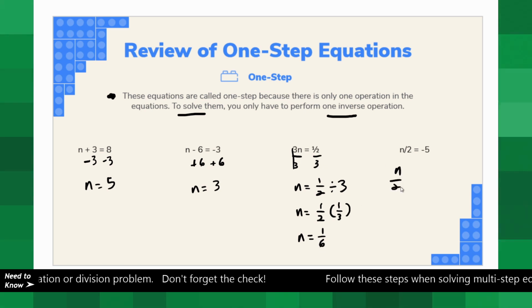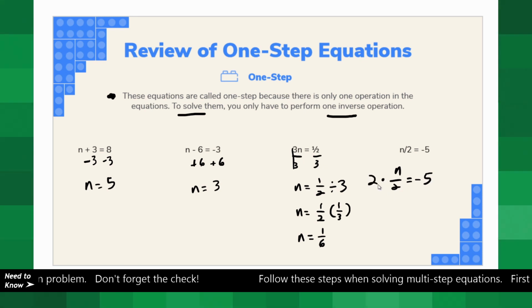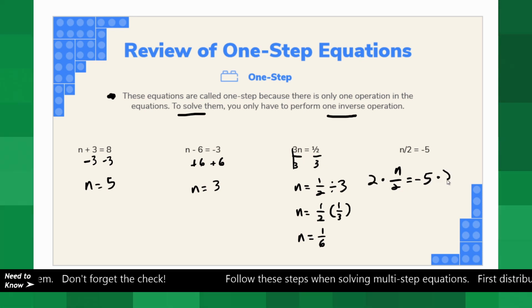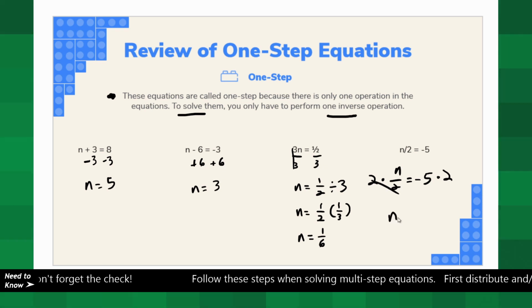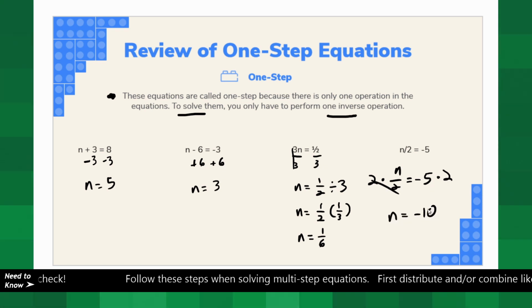And last here I have division. I have n divided by 2 equals negative 5. To undo that, I would multiply both sides by the denominator. This cancels out. I get n equals, and negative 5 times 2 is a negative 10.